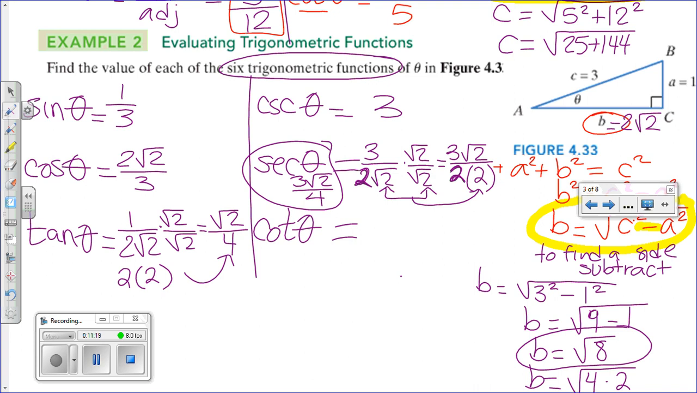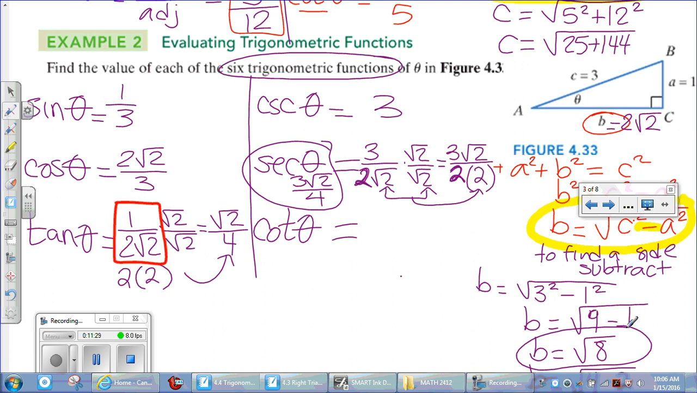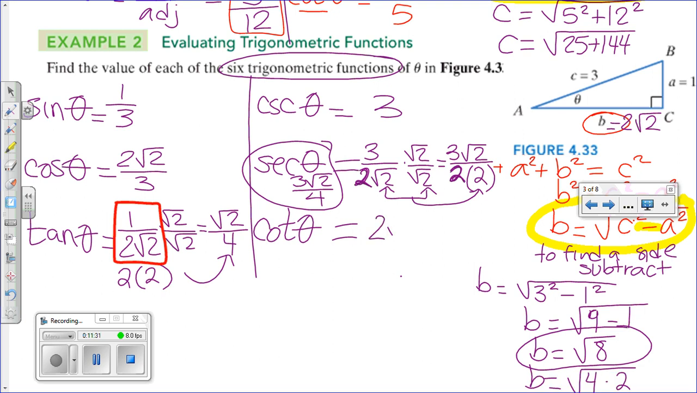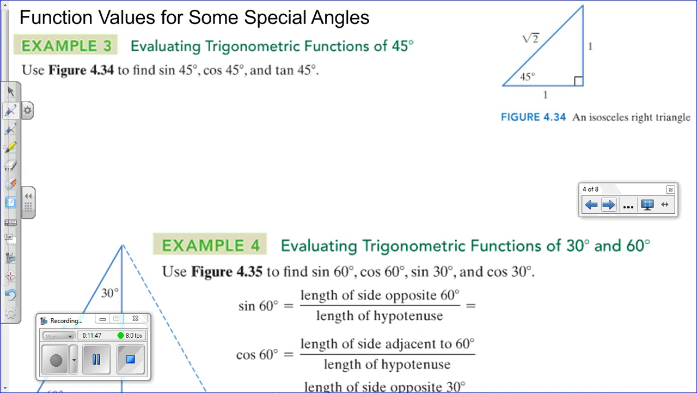All right, now for cotangent, I'm going to get the reciprocal of tangent, but I'm going to get smart and use this one, right? Before we rationalize. And so that will be 2 times the square root of 2. And that's all. So that's how you get the 6 trigonometric values using right triangles, all right? So let's go now to the next slide.